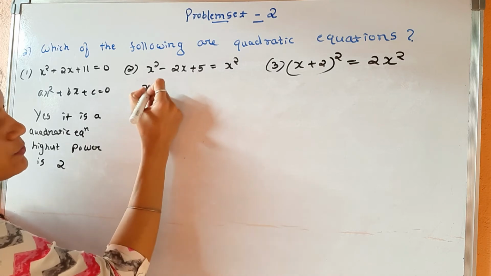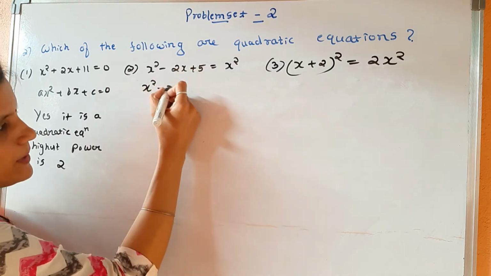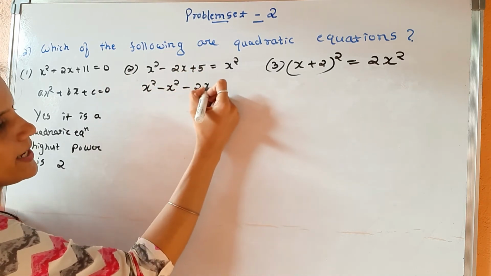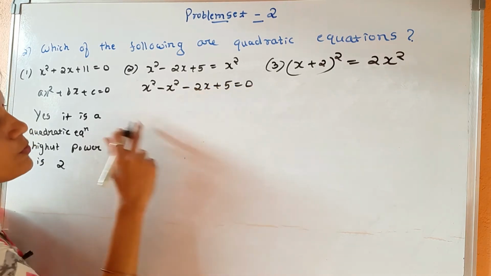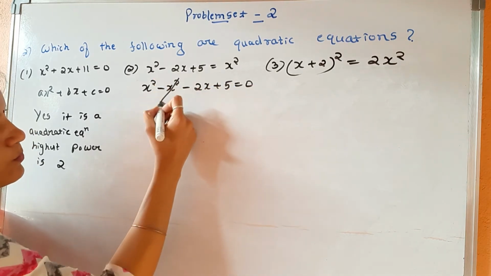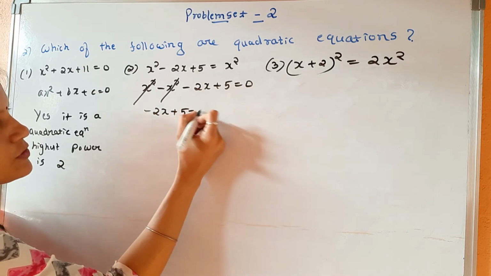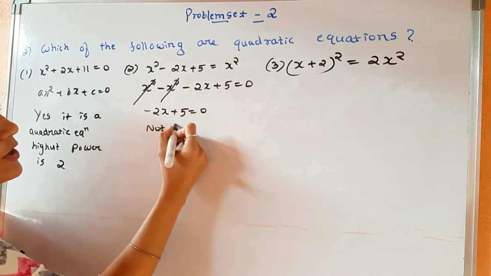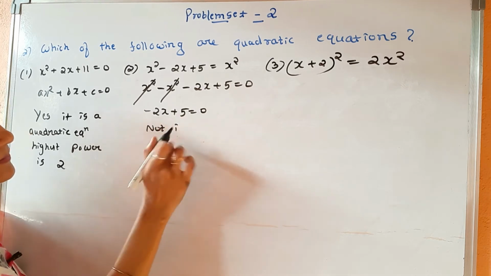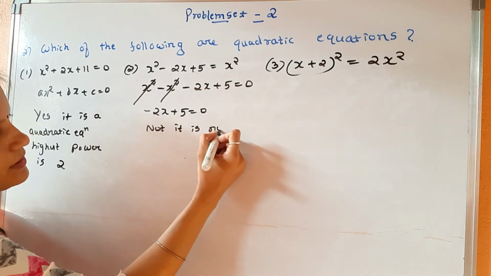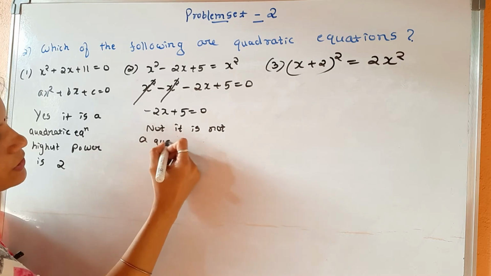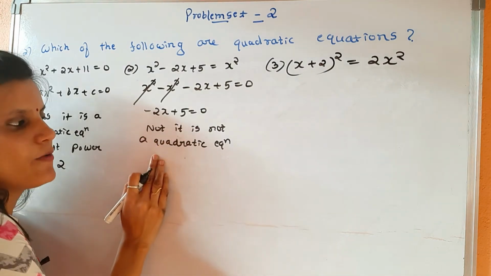See, x², bring this x² this side, so it will become -x² - 2x + 5 equal to 0. Now x² - x², both will get cancelled. You are getting -2x + 5 is equal to 0. No, it is not a quadratic equation. Not a quadratic equation, because it doesn't have highest power or index as 2.